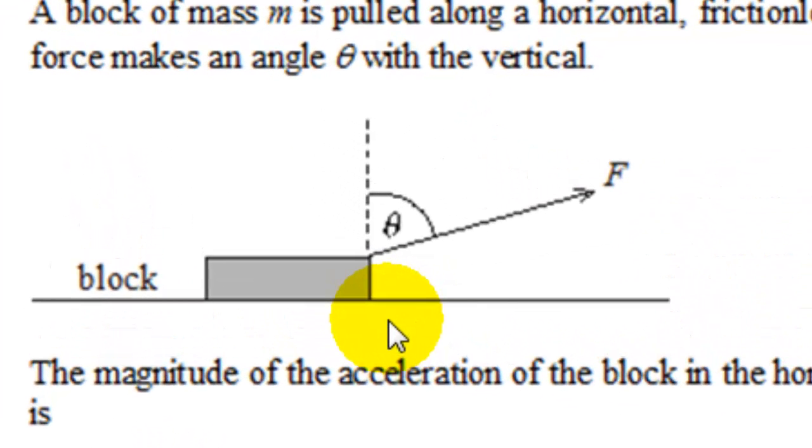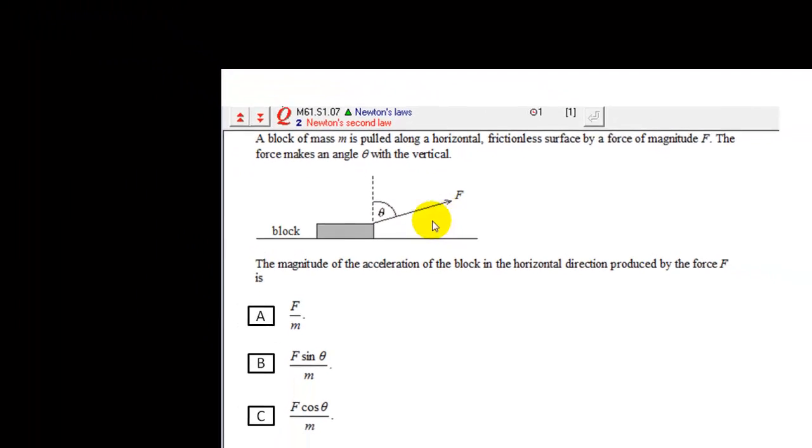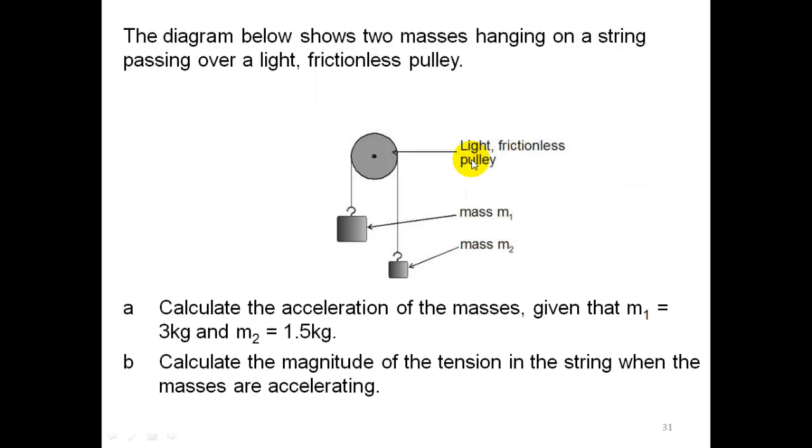Here we want to find out what the acceleration is, but the force must be in the direction that the acceleration is, so you need to find the horizontal component of the force to find the acceleration. Here's another problem. We have 2 masses, there's a tension in each pulling up, and there will be acceleration. So you need to basically find out what is the tension in the string when the masses are accelerating.